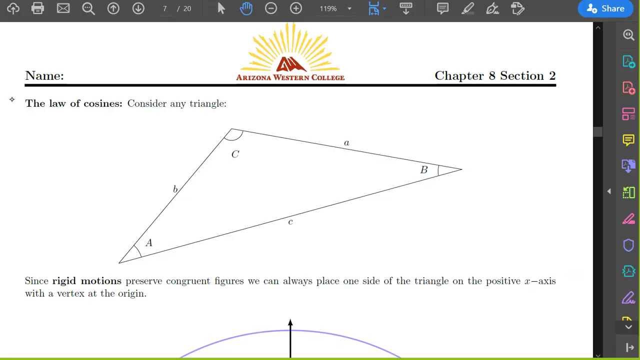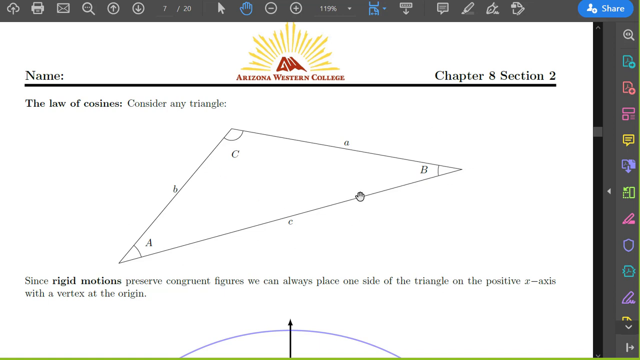Alright, in 8.2, we're going to be discussing the law of cosines. The law of cosines is also on the identity sheet with the law of sines, down in the bottom right-hand corner of the identities. We're now going to consider any triangle, so we have something that looks like this.